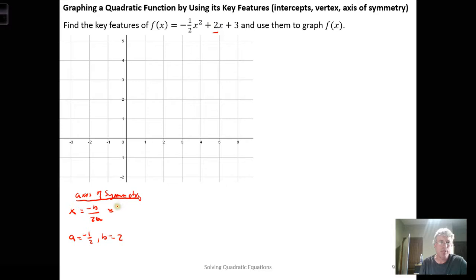So we get the opposite of 2 over 2 times a, but a is negative 1/2. And 2 divided by 2 will equal 1. So we're going to get negative 2 over 1 times negative 1 is negative 1, and this is just going to equal 2. So the axis of symmetry is given by the equation x equals 2. So I can come up here and I can graph the axis of symmetry for the quadratic function.